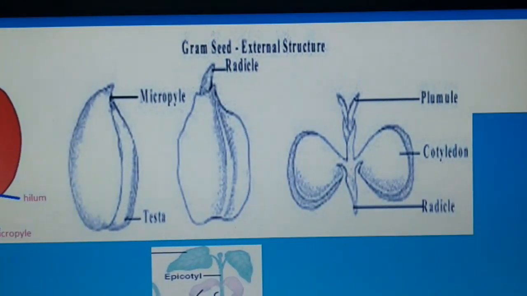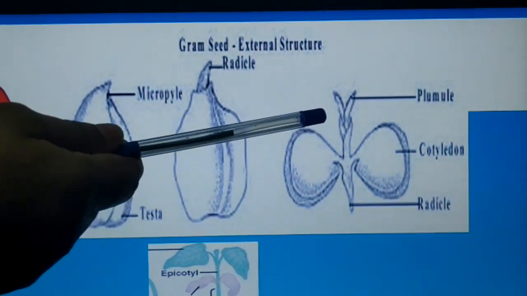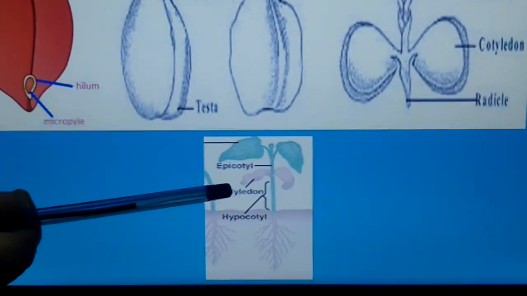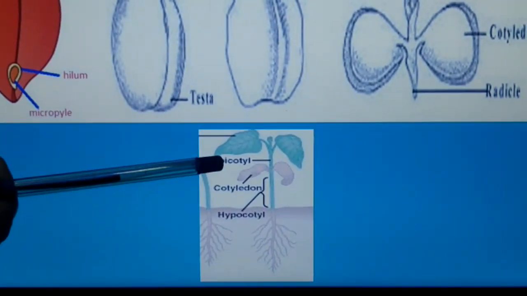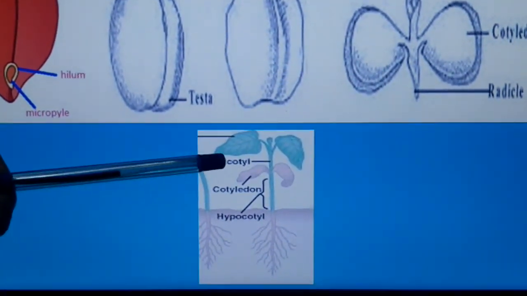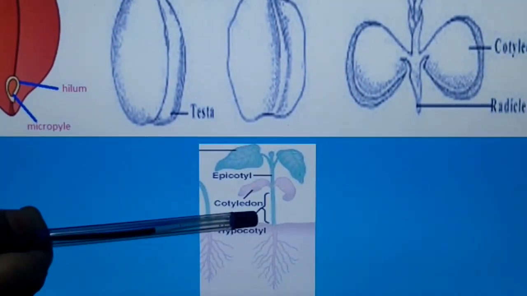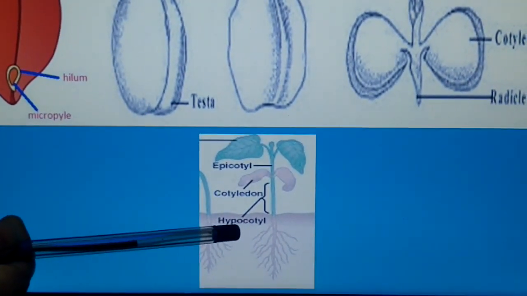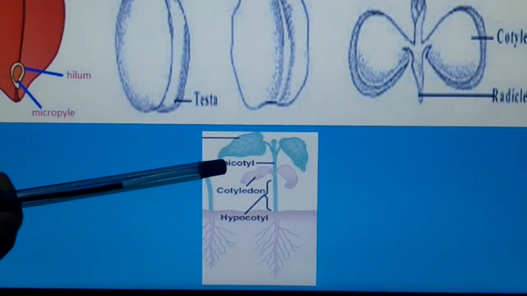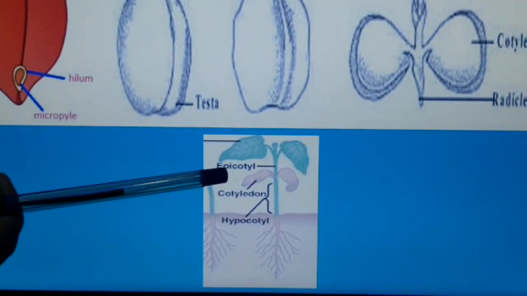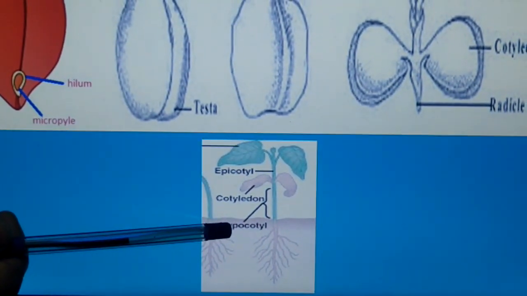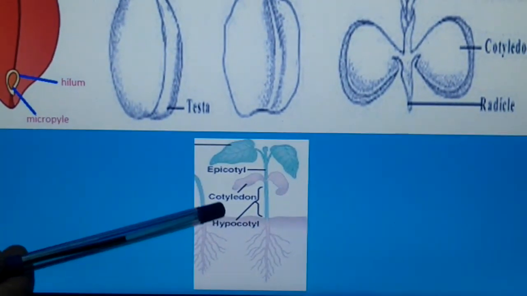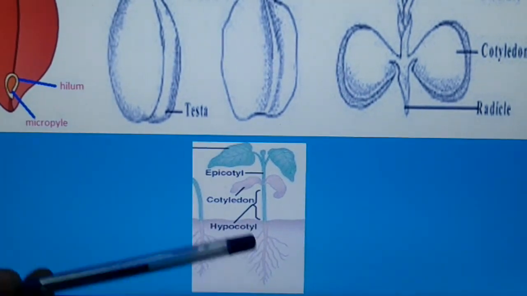The embryonal axis above the level of the cotyledon is called the epicotyl, whereas the cylindrical region below the level of the cotyledon is called the hypocotyl. The epicotyl ends in a plumule, whereas the hypocotyl ends in a radicle.